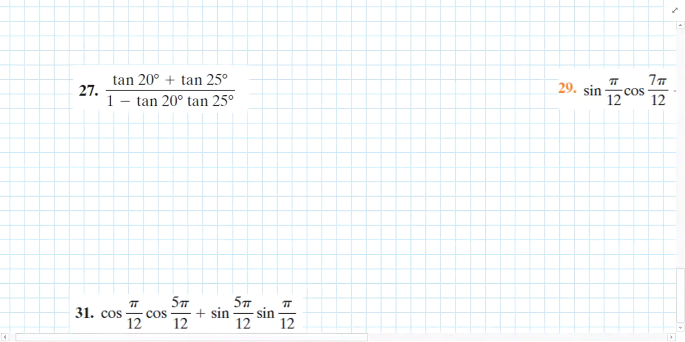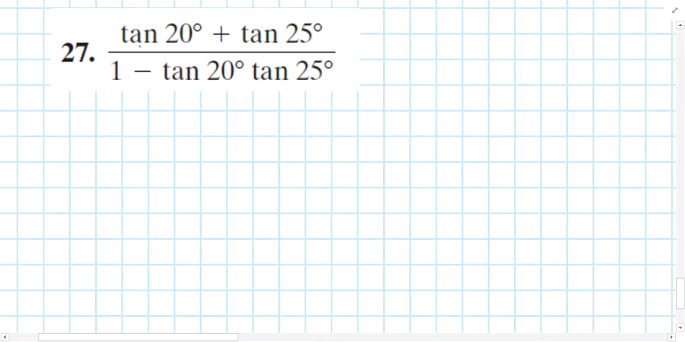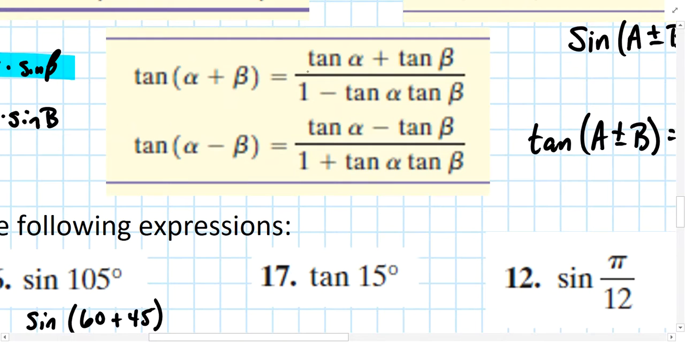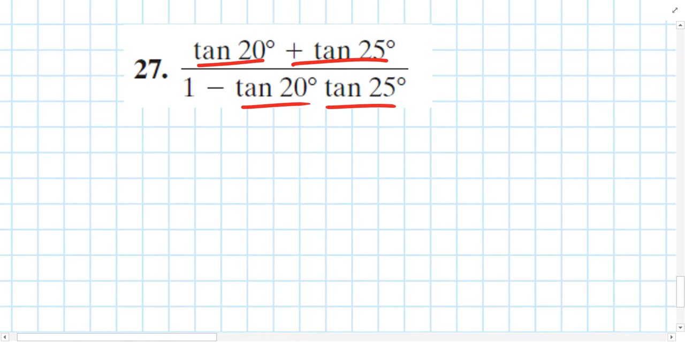For example number 27 here, I'm looking at tangent plus tangent in the numerator and 1 minus tangent times tangent in the denominator. So again, looking at my grouping here, when the tangents are summed and we've got 1 minus the product of the tangents in the denominator, we're looking at the sum identity for tangent.